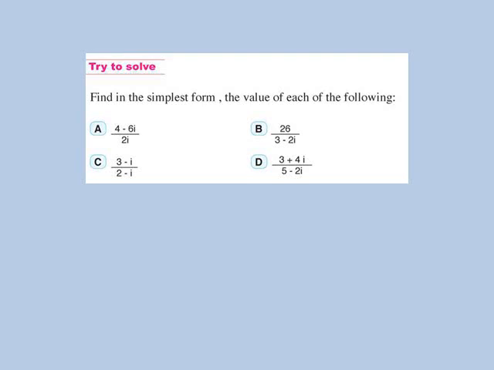Here is another example about using the conjugate number. Try to solve. Find in the simplest form the value of each of the following. And all of them have a denominator. How can I remove the denominator? By multiplying by its conjugate. And I leave it as an exercise for you, and the answers will be discussed in the next session.